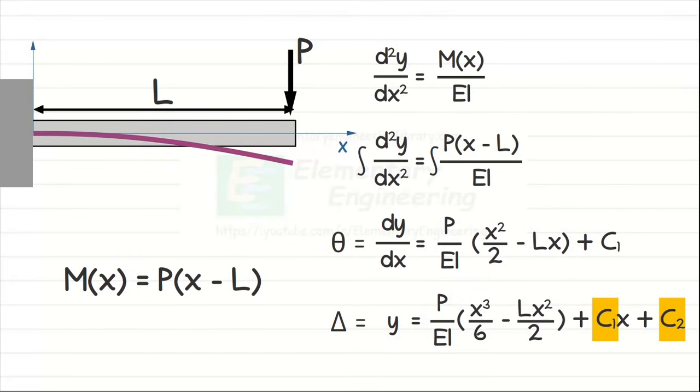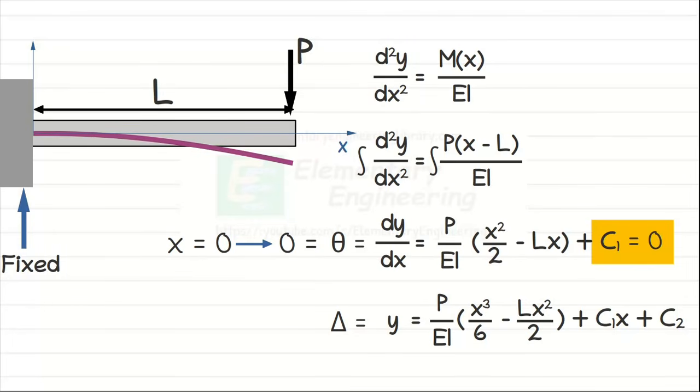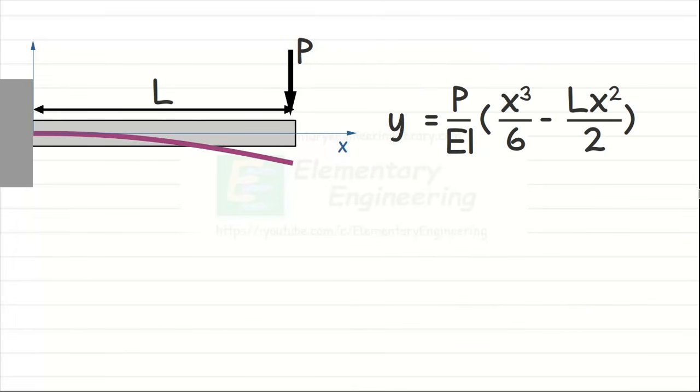Now to find these constants C1 and C2, we apply boundary conditions. Our beam is fixed at one end. At the fixed support, the rotation of the beam is 0. So at x equal to 0, dy/dx equals 0. And this gives us C1 as 0. Also at the fixed support, the beam cannot displace vertically. So deflection y is also 0 at x equal to 0. And this gives us C2 equal to 0. So finally, the equation of the elastic curve becomes this.